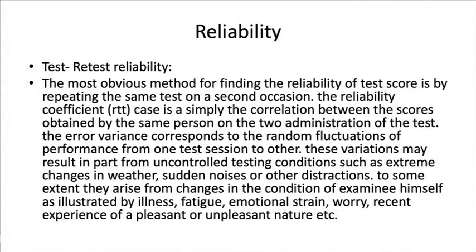The error variance corresponds to the random fluctuation of performance from one test session to other. These variations may result in part from uncontrolled testing conditions such as extreme changes in weather, sudden noises or distractions. To some extent, they arise from changes in the condition of the examinee himself, as illustrated by illness, fatigue, emotional strain, worry, recent experience of pleasant or unpleasant nature, etc.